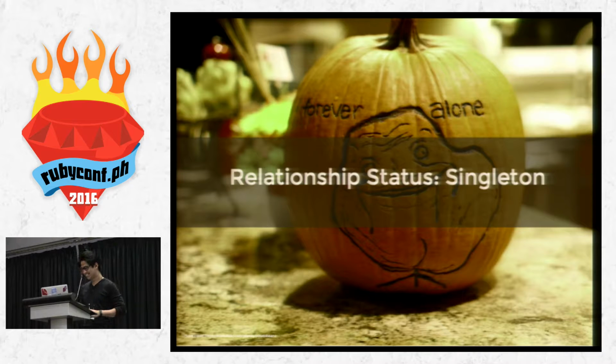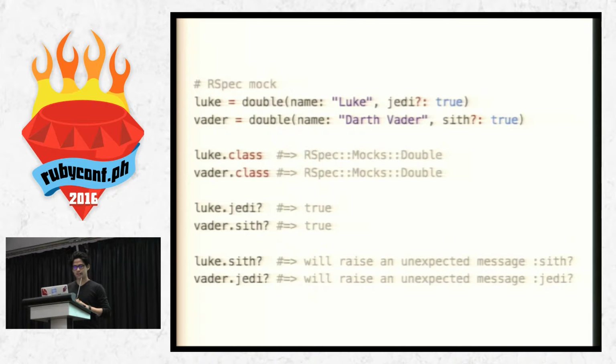Good stuff. Well, this is not the singleton pattern that you might know from other programming languages. Okay, let's have a look. In here I have two objects, loop and Vader. They are RSpec doubles. So when you inspect them, they have the same class, right?